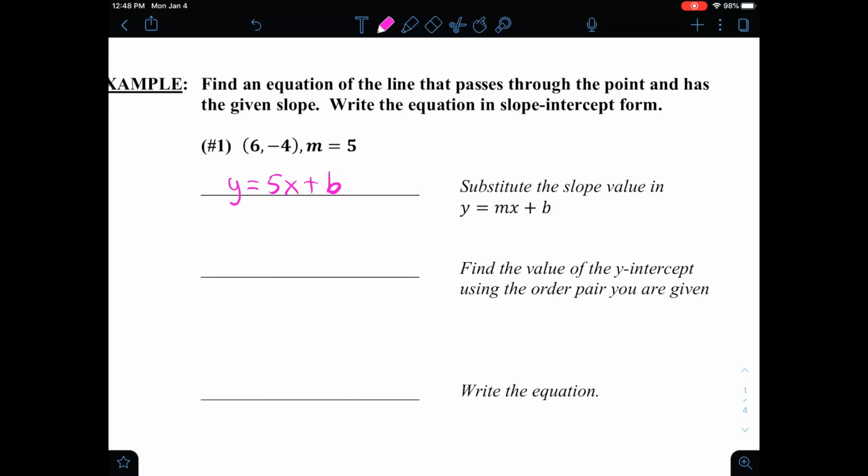Well, we know that (6, negative 4) is a point that's on the line. We're going to call that our x and our y, because any point on a line is going to have the coordinates x and y, right? So we're going to solve for b by plugging these in. What's our y value going to be? Well, y is negative 4. And then we have 5 as our slope. What's our x value? 6. Plus b.